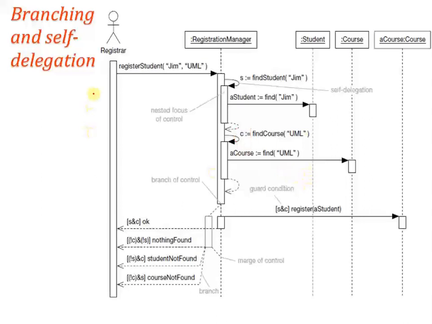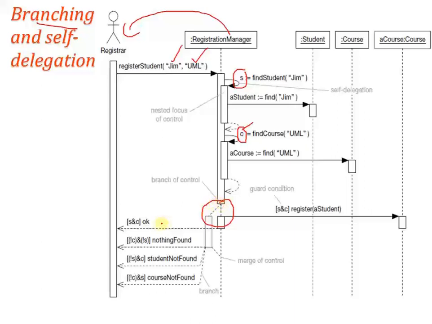Now you can see what is branching. Based on the values present in S and C, that is, if there is no valid student called Jim, then S holds a null value. Similarly, if there is no valid course called UML, imagine the UML course has been deleted, in such a case C holds a value called null. In such a case, we need to go for branching based message transfer from the registration manager to the registrar. So you can see here, a branch of control arises.